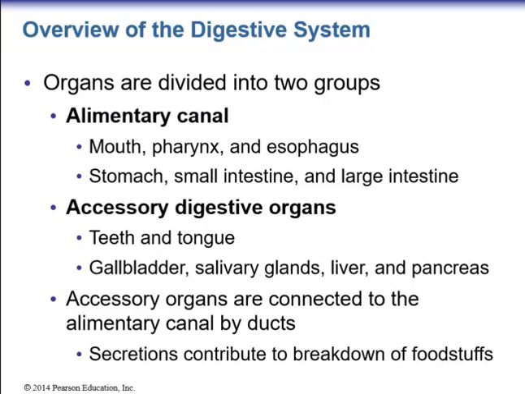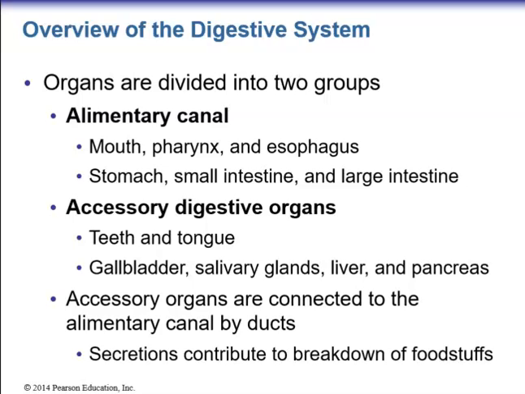You then have accessory digestive organs. The accessory digestive organs include teeth and tongue, and then your different glands such as your gallbladder, salivary glands, liver, and pancreas. Now, the accessory organs are connected to the alimentary canal by ducts. The secretions of these organs contribute to the breakdown of your food.